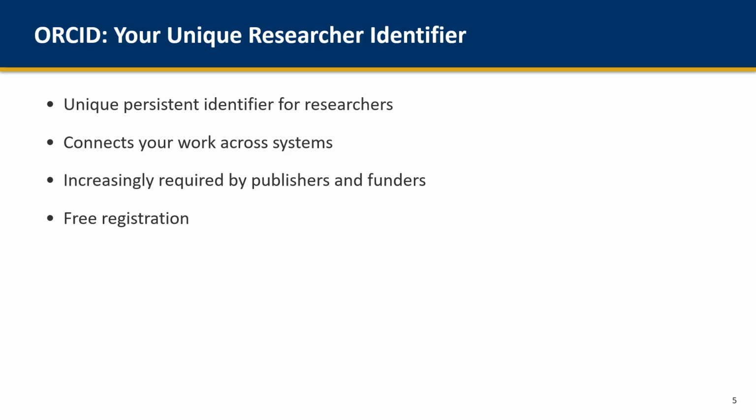Registration is free and takes only a few minutes. Go to orcid.org, create an account, and claim your identifier. Populate your profile with your education, employment, and publications. Once established, grant permissions to publishers and other systems to update your record automatically.